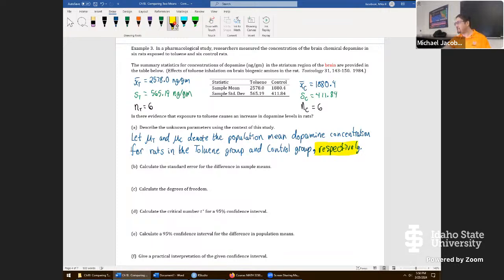So that word respectively is wonderful because now it's saying the moment mu-t came first, we was referring to the toluene group. And the moment mu-c came second is referring to the control group. And now we have a huge statement in one sentence. Saves a lot of time in an exam setting. Any questions, folks, with writing down those parameters? Okay, let me just highlight this in blue just to convey that's what we were looking for.